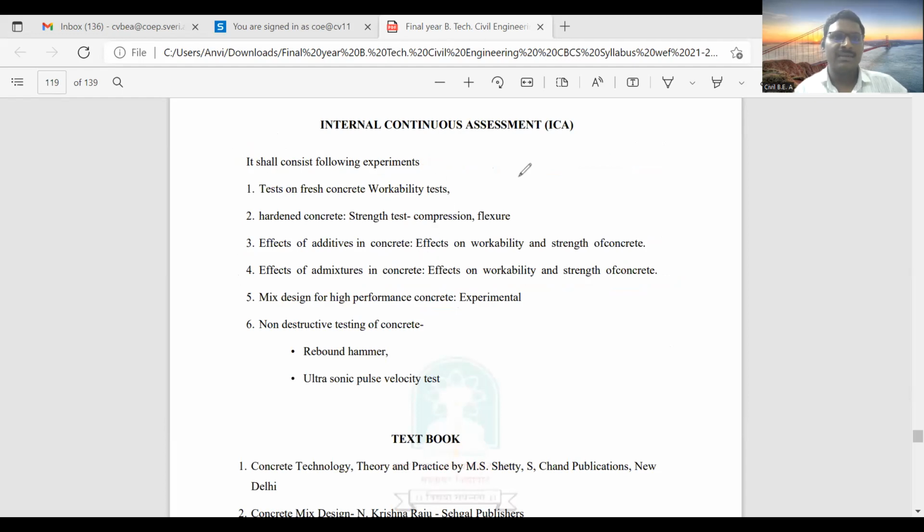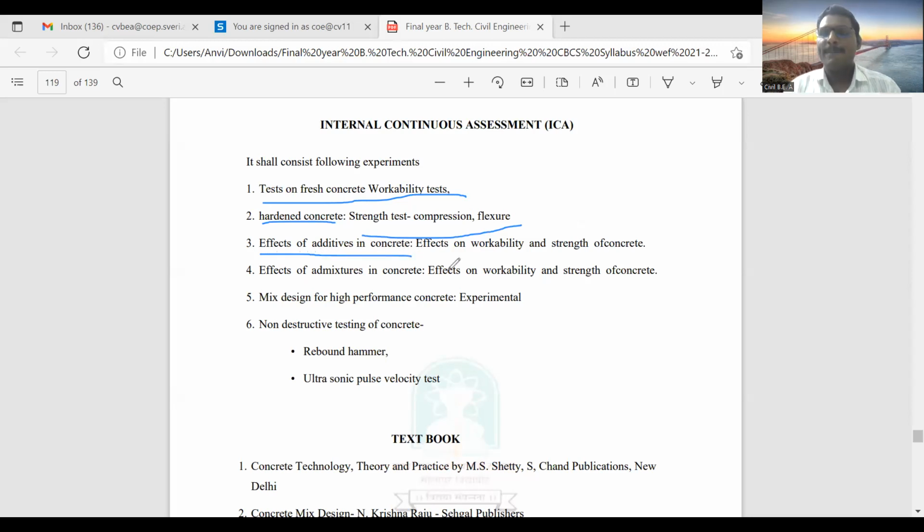Those practicals are tests on fresh concrete, the workability test. So the workability test of the fresh concrete we have to conduct. Then hardened concrete strength tests, compression and flexure. It means any type of concrete we have prepared, how much strength that concrete has, how much flexural strength that concrete has, we have to learn. Then effect of additives in concrete.